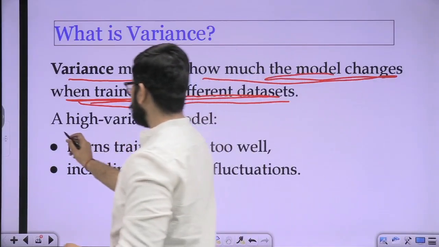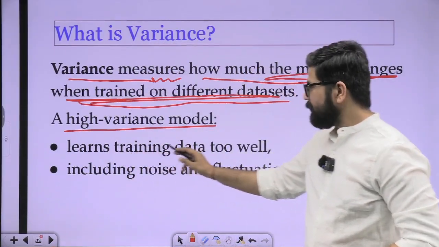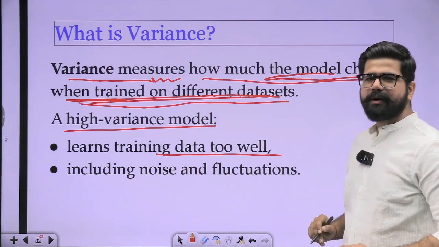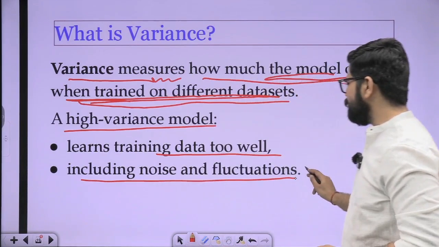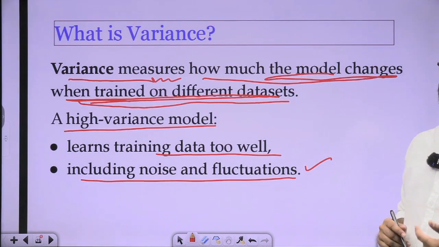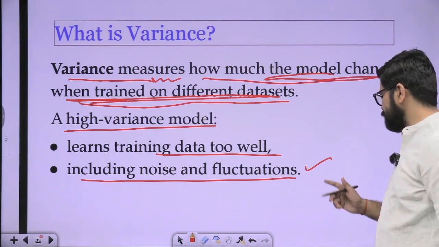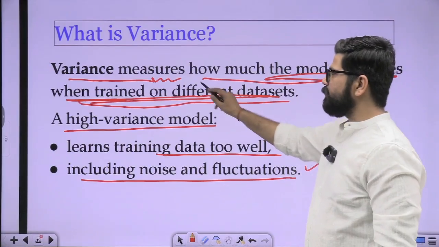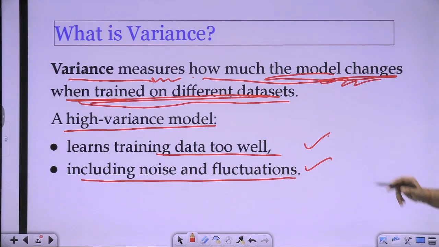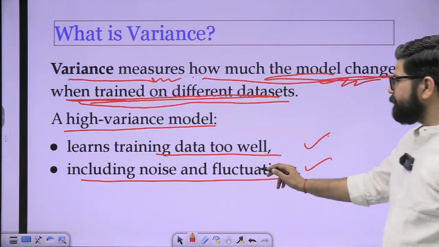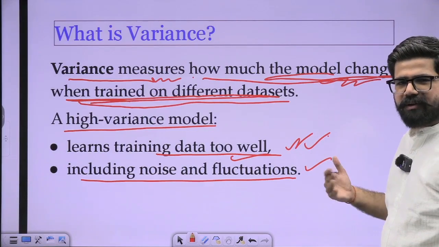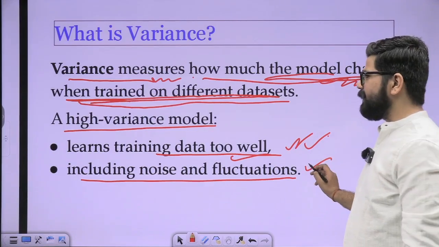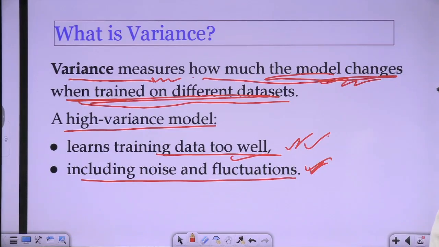Okay, so a high variance model learns the training data too well. It includes noise and fluctuations also. Variance measures how the model changes when trained on a different data set, and if high variance is there, that means it learns the training data too well, including the noise and the fluctuations also.